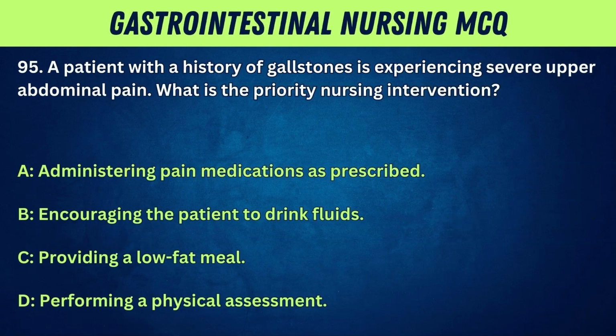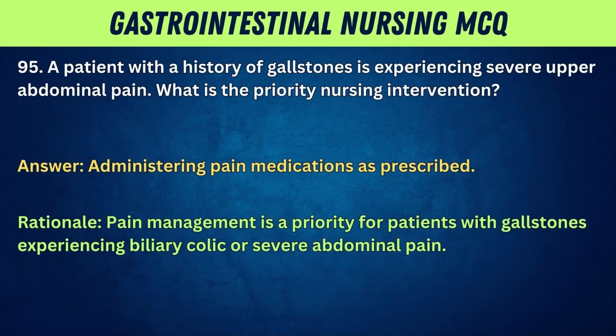95. A patient with a history of gallstones is experiencing severe upper abdominal pain. What is the priority nursing intervention? A. Administering pain medications as prescribed. B. Encouraging the patient to drink fluids. C. Providing a low-fat meal. D. Performing a physical assessment. Answer. Administering pain medications as prescribed.